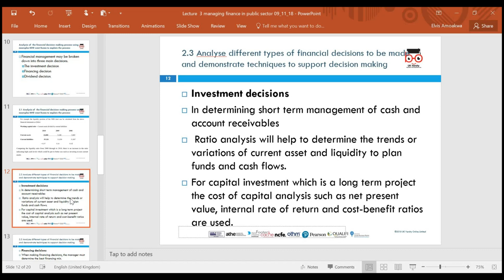However, this is a government-run body. It's not a company. So who would be making investment decisions for NHS West Sussex? Right. I'm using NHS West Sussex as a case study because the title is Managing Finance in the Public Sector. So I'm just using the NHS as an example.